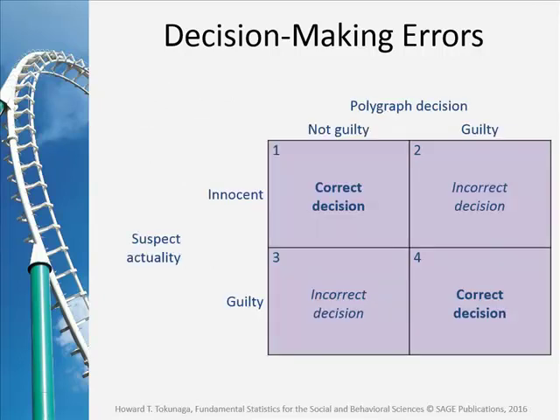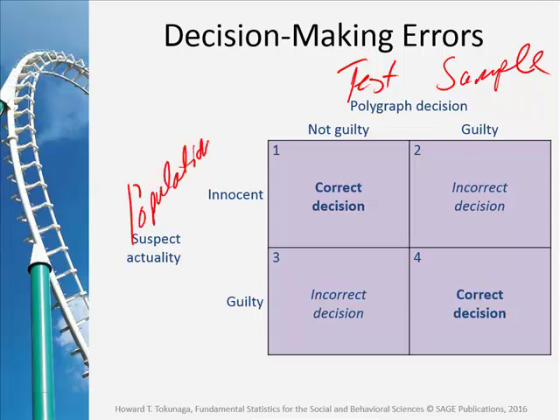So when it comes to making a decision, we very frequently use this four squared box idea. Right? So on the one hand, we have what the polygraph told us. So this is our test, or our sample. And we compare that to the population, or truth, over here.